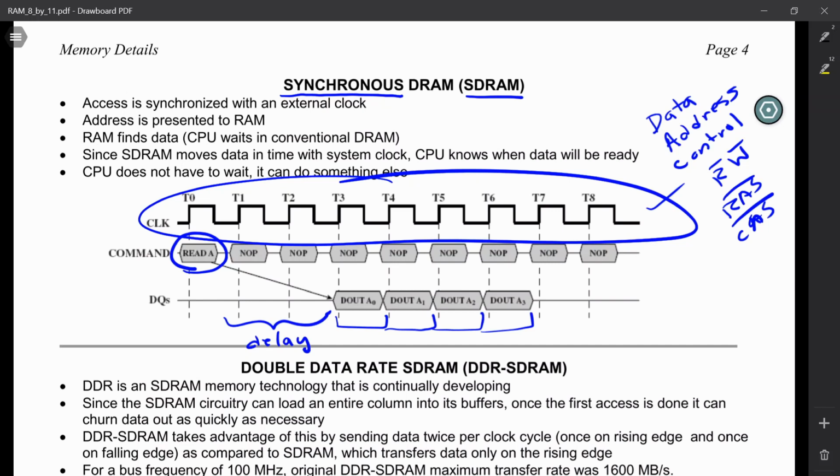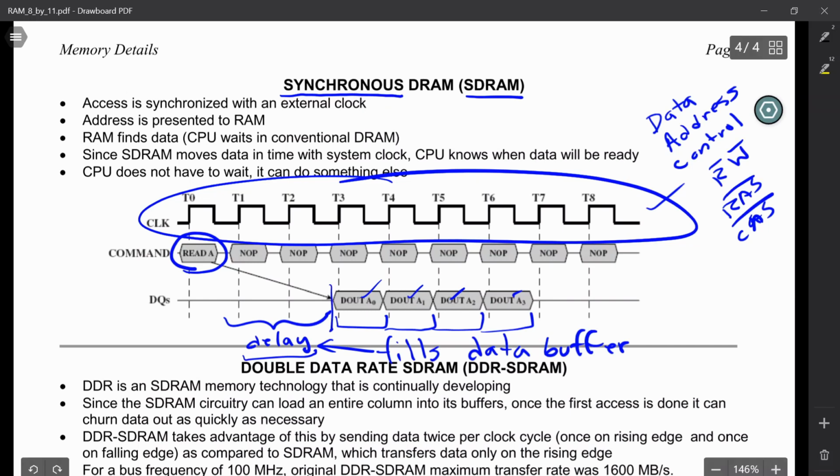There are a couple of important things here to remember. One is that the delay is required in order to fill a buffer. This delay fills a data buffer. The memory uses that period of time to pack its buffer with all of this data that it's going to send. Once that delay has passed, then with every clock pulse, it sends a piece of data.